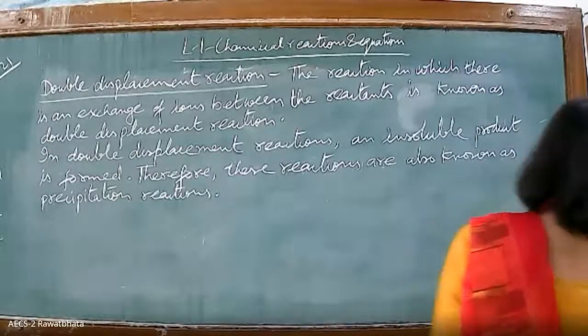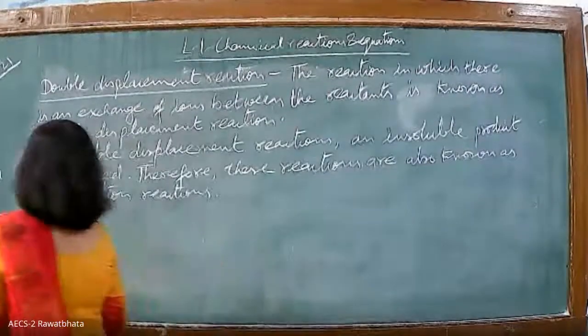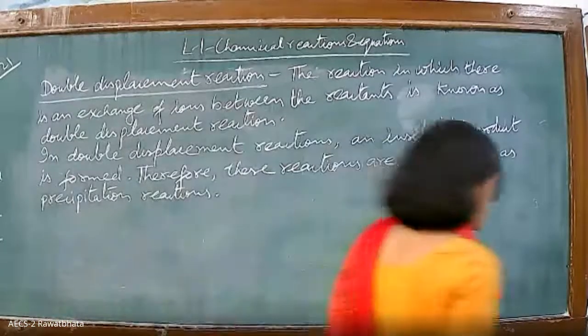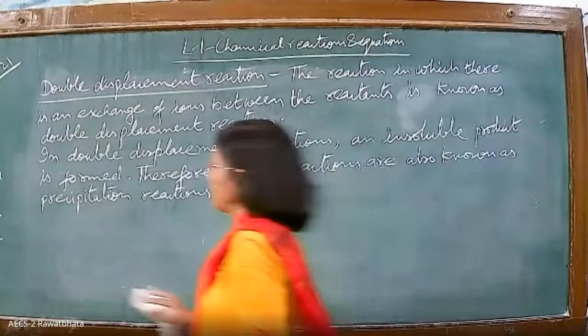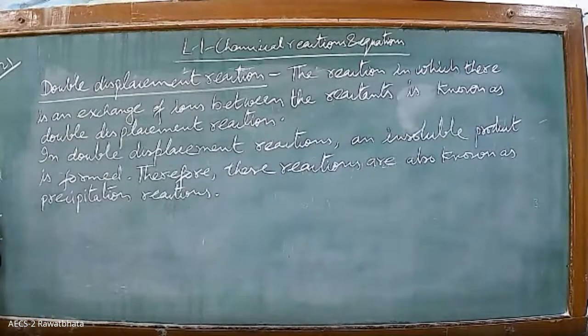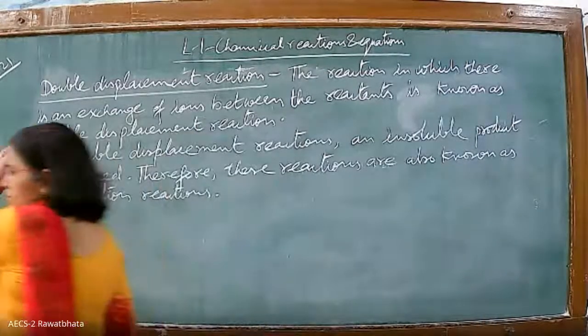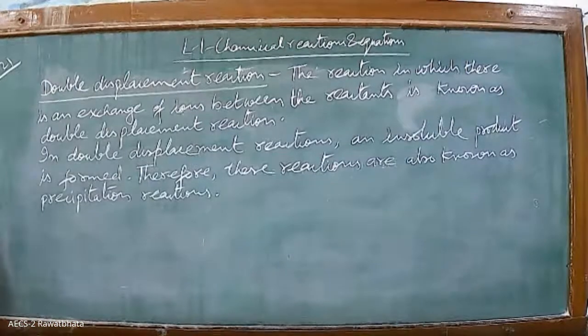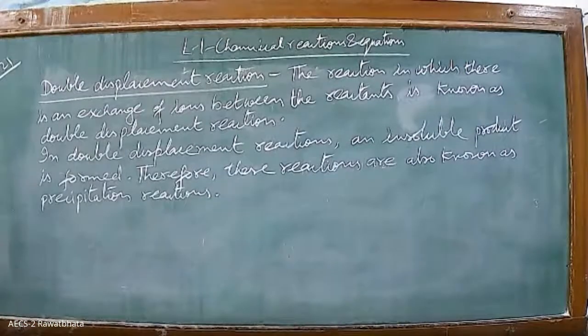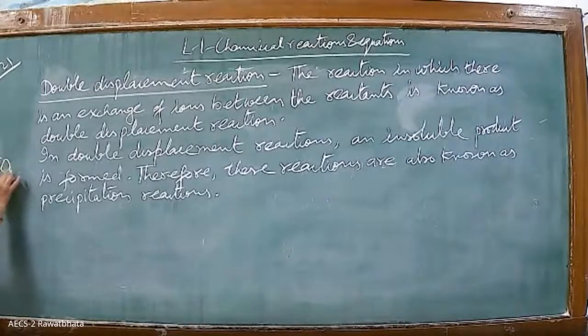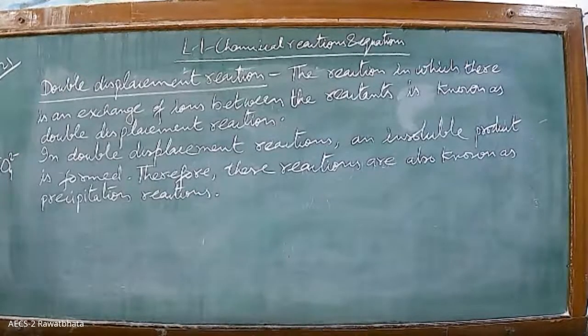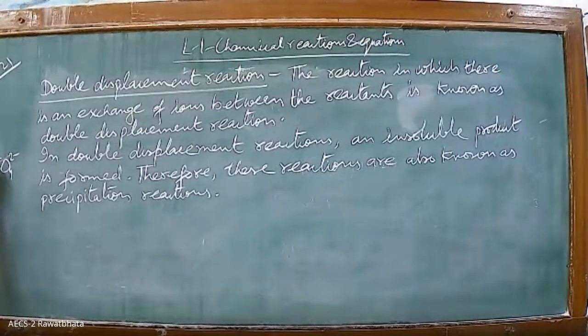Sodium sulfate and barium chloride. Of course, they have given that in the book. Sodium sulfate. Sodium is Na+ and sulfate is SO4 2-. And after exchanging this, what we get is Na2SO4.